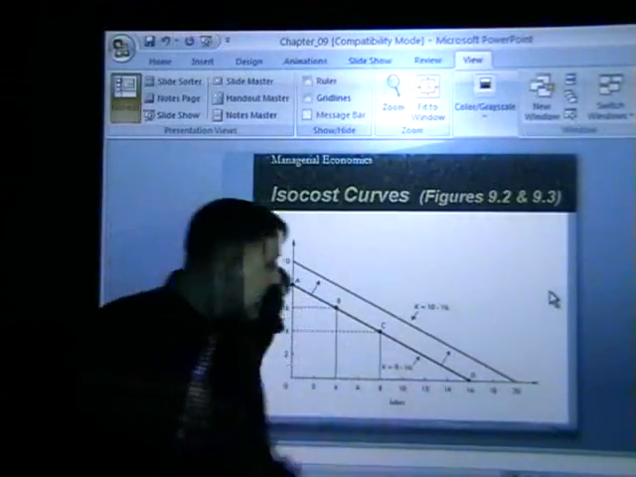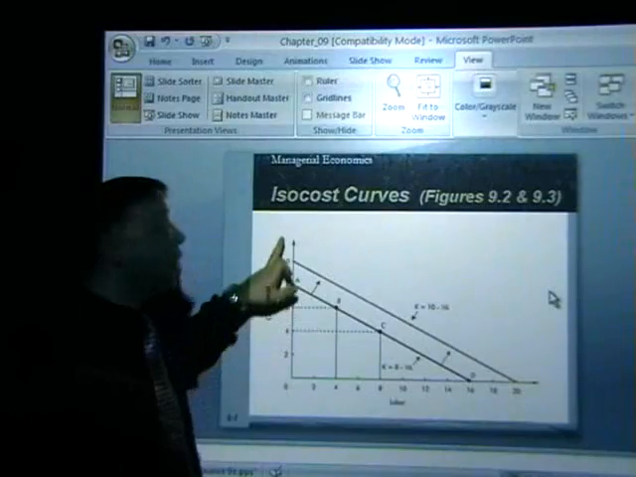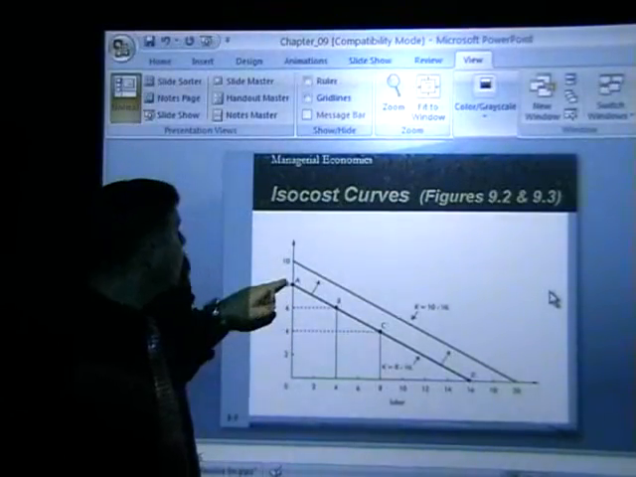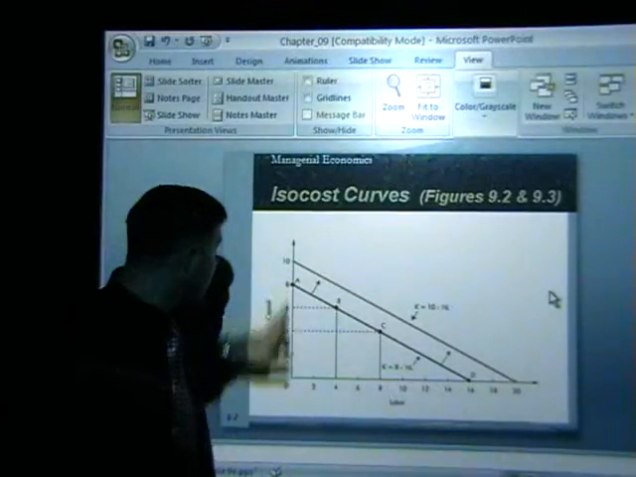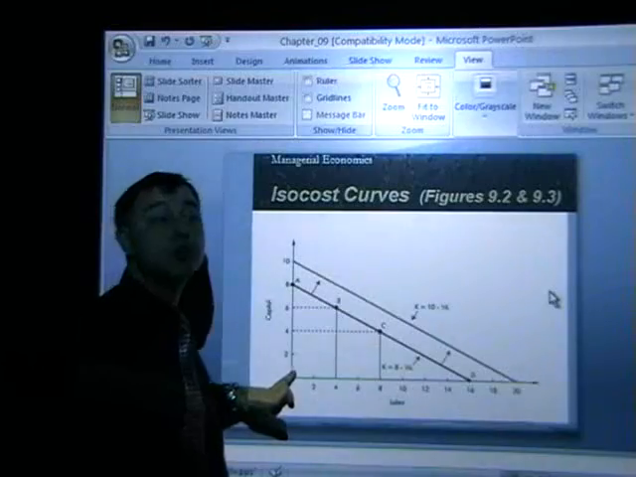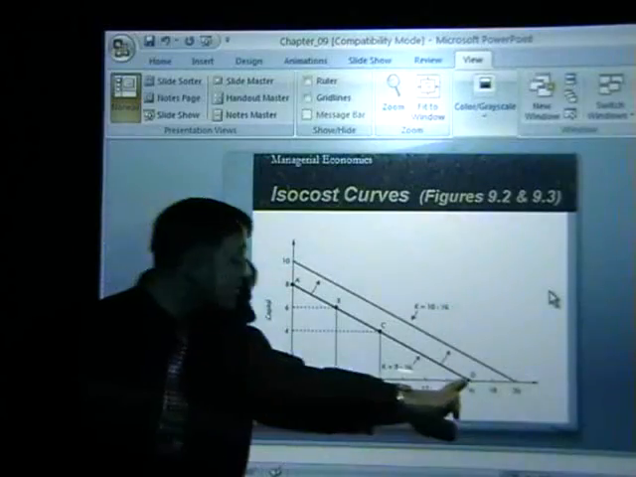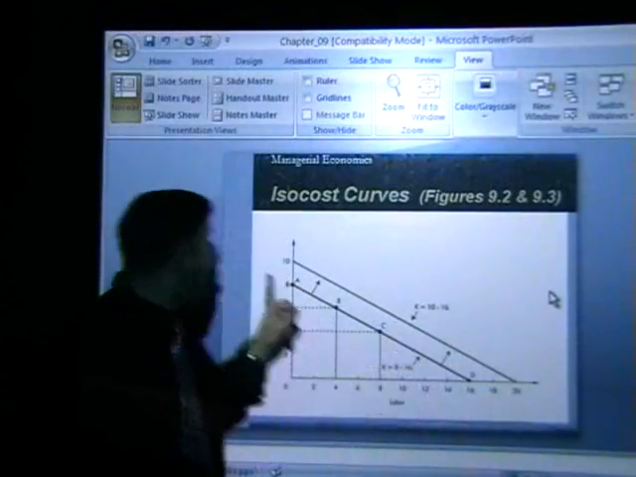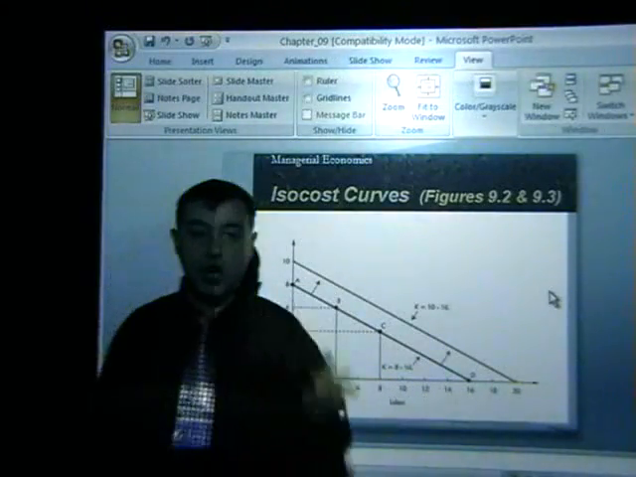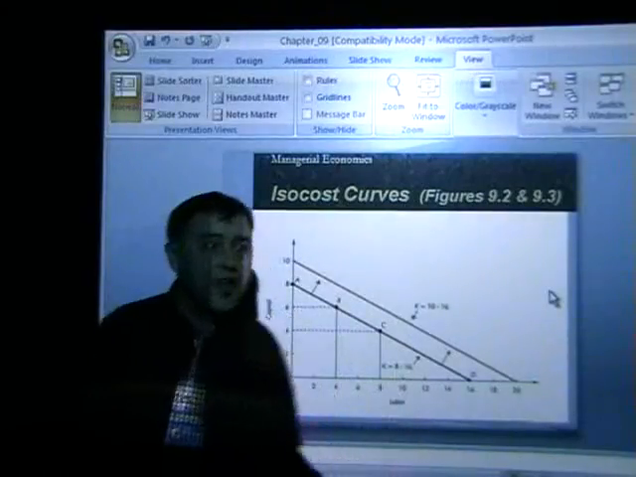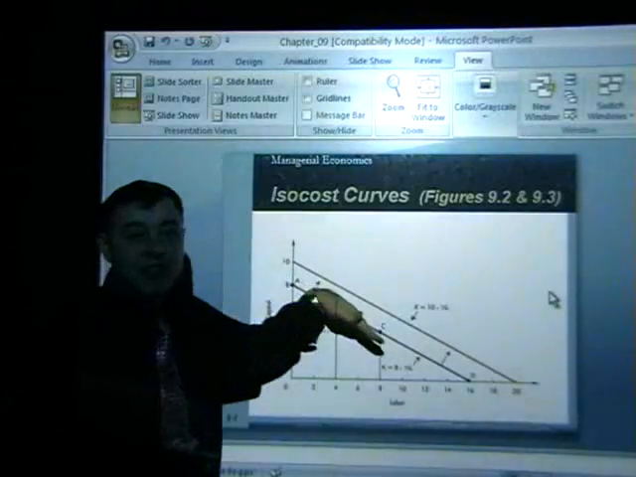It's just a simple example. If you hit the ordinate, it tells you the quantity of capital that you can buy when you're not buying labor. Over here, it shows you the quantity of labor that you can buy, again, with the same budget. The isocost curve in production theory is the corresponding concept to the budget line of the consumer.